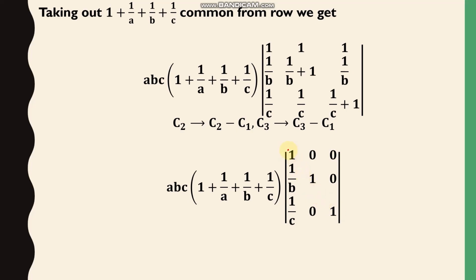Now the determinant of a lower triangular matrix is the product of diagonal elements. So you can use that property. So this determinant is 1.